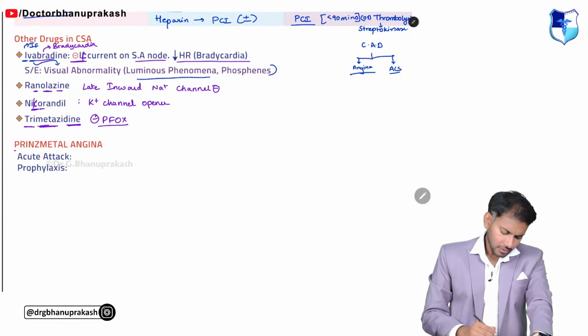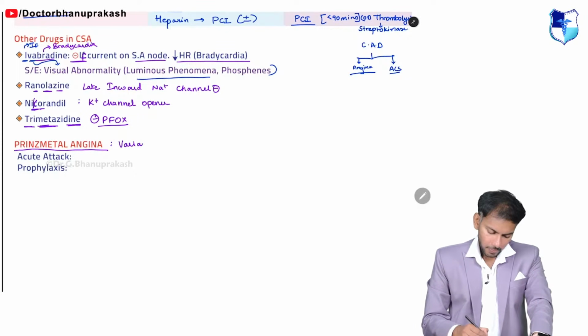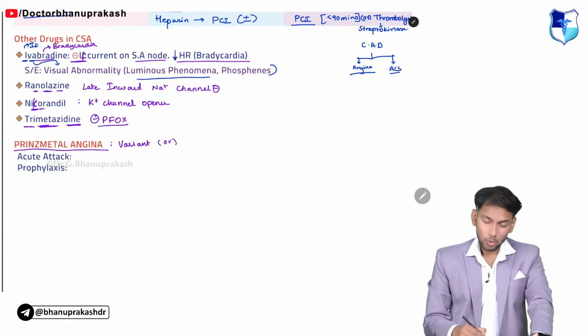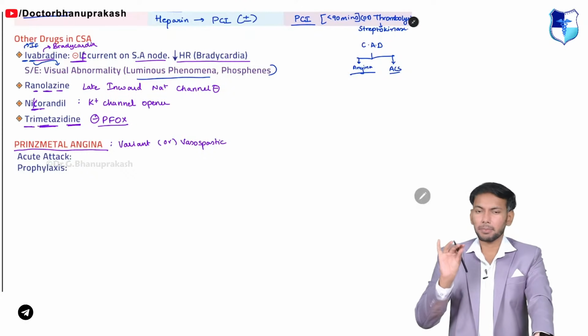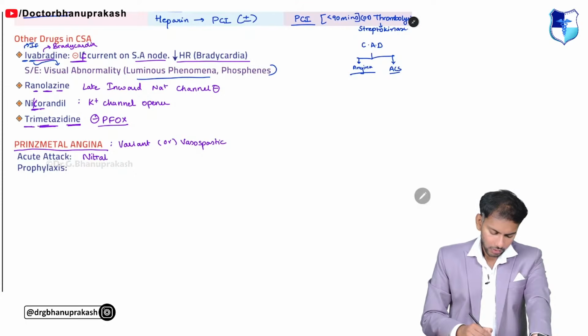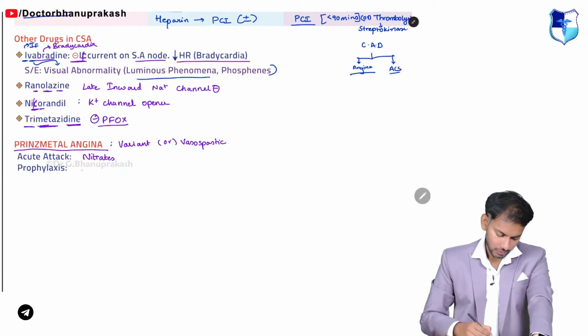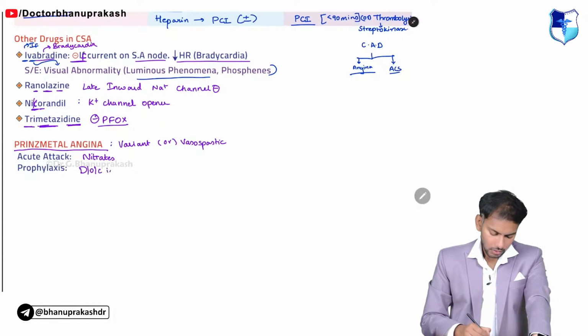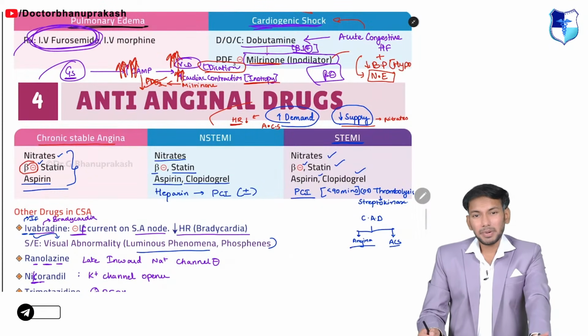Now, next is Prinzmetal angina. This is also known as variant angina. This is also known as vasospastic angina. This is happening because of vasospasm. How can you treat it? During the acute attack, you have to give nitrates. But for long-term prophylaxis, the drug of choice is calcium channel blocker. That's all about the anginal drugs that you see even in medicine as well.